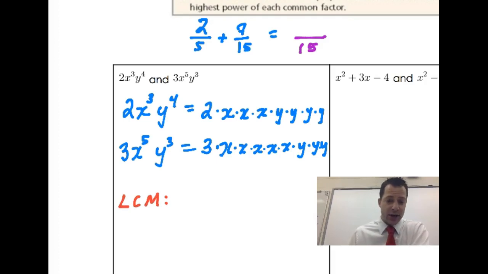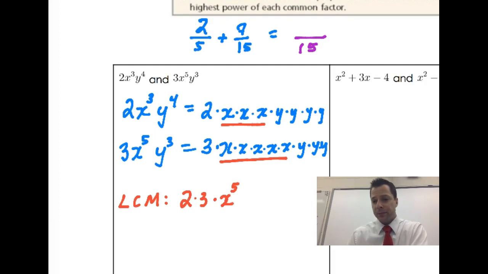Let's start at the top. So we have a 2. It says if the polynomials have common factors, use the highest power. Notice how I'm going to use a 2 and I'm going to use a 3 because those are different. Notice how the top has x being multiplied 3 times, and the bottom one also has x being multiplied together, but 5 times. So that's going to be x, and we're going to take the most, to the 5th power there.